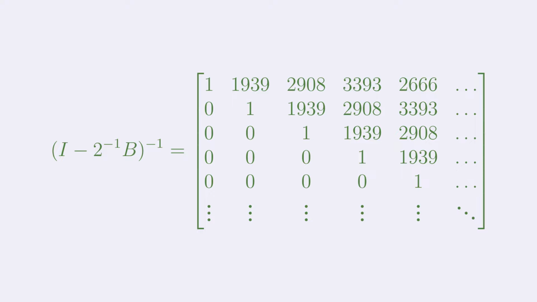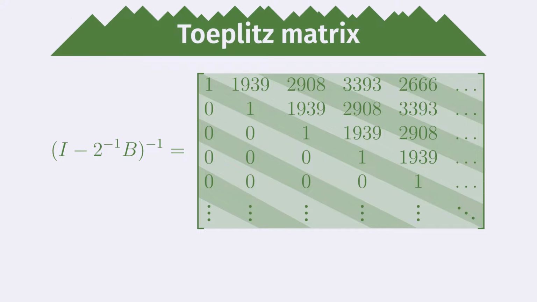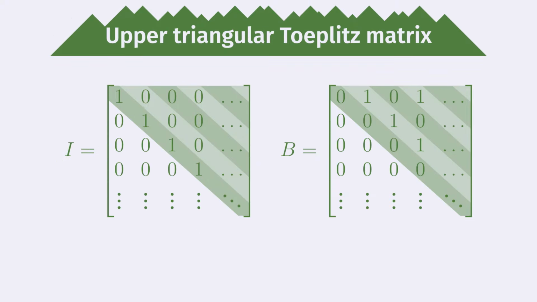That is, until I noticed that in the inverse matrix, the numbers within each diagonal were the same. Isn't that kind of sus? If that's true for all sizes n, it should be possible to take advantage of this pattern and calculate only a fraction of the entries of the matrix. It turns out that matrices with this pattern are called Toeplitz matrices, and in particular, both I and B are upper triangular Toeplitz matrices.